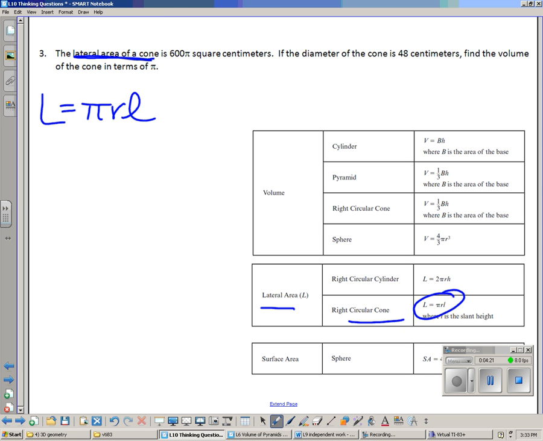Then it says if the diameter of the cone is 48 centimeters, find the volume of the cone. So I need the volume formula for a cone. Volume of a cone is 1/3 big B times H. All right. I'm going to get rid of the formula sheet because I don't need it anymore. I wrote down all the formulas that we needed.